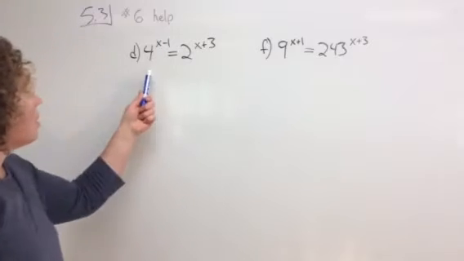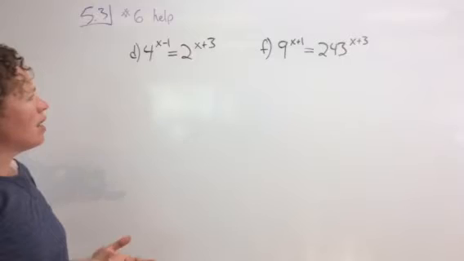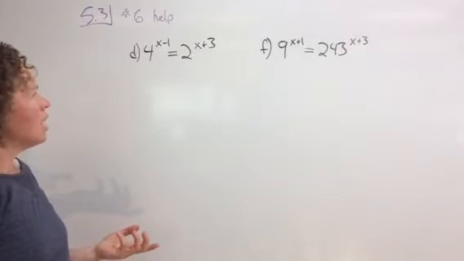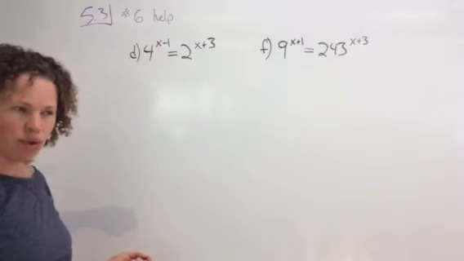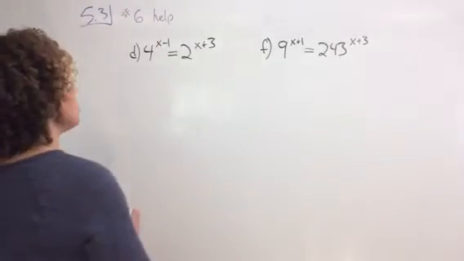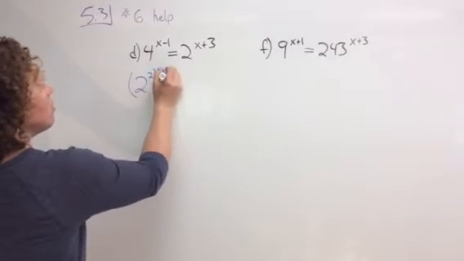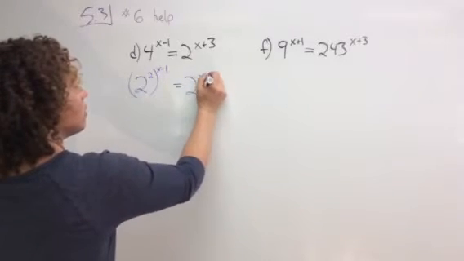Now, this one, I'm supposed to figure out what x is, and I can't do that unless my bases are the same. I can't change 2 into 4, but I can change 4 into 2, because 4 is 2 squared. So that's where I'm going to start. Rewrite this as 2 squared to the power of x minus 1 equal to 2 to the power of x plus 3.